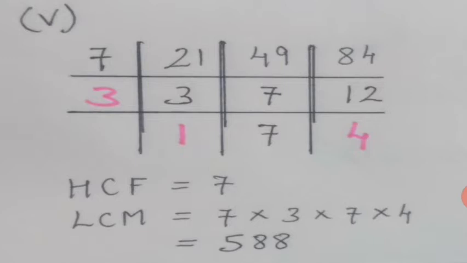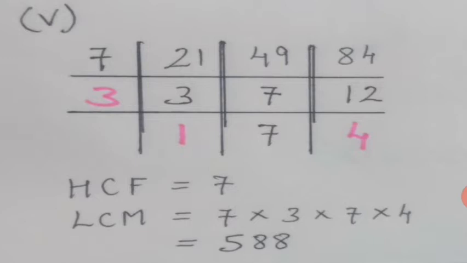Now 7 cannot be divided by a common factor, it's a prime number. 3 and 12 can be divided by 3 itself. So let's start with 3. 3 ones are 3, 7 as it is, 3 fours are 12. You can write down 7 ones are 7 and bring 1 and 4 as it is. But we leave it here since there are no common factors left.